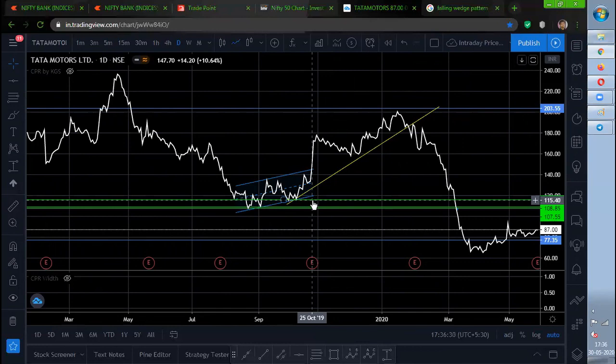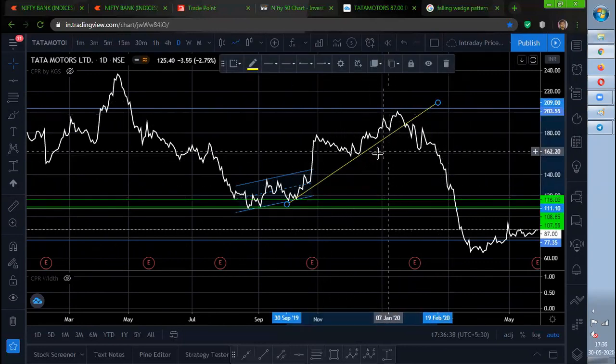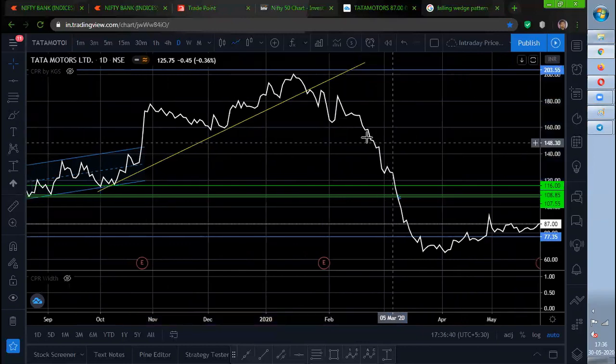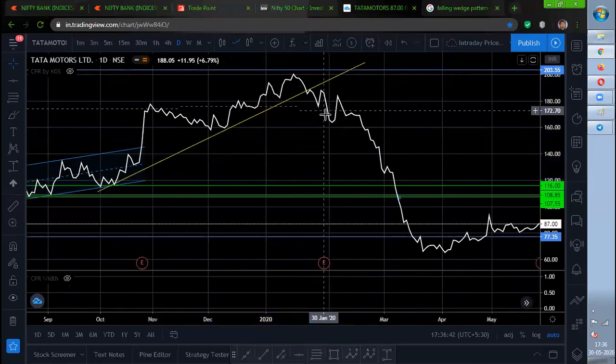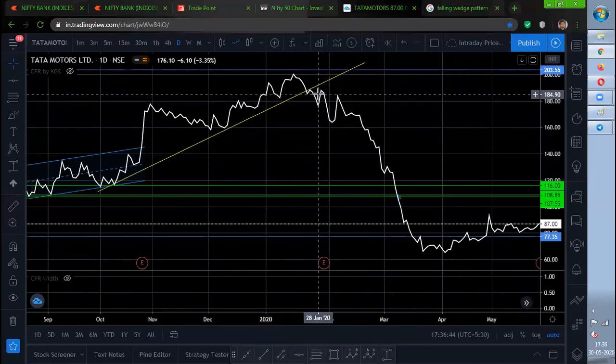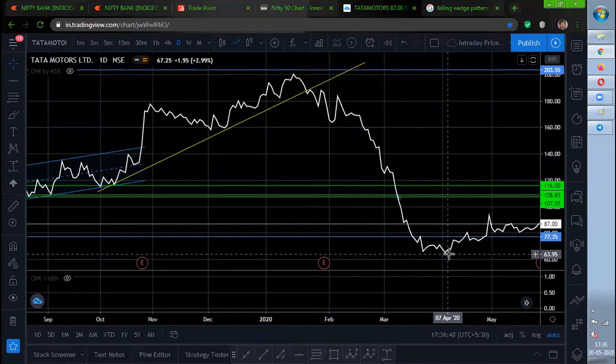Now I have shown you several patterns, bro. Now see the trend line. I just connected the trend line. After the trend line breakout, it gave a breakout, retest, and see the fall. From here, from 118.84, see the fall till 63.